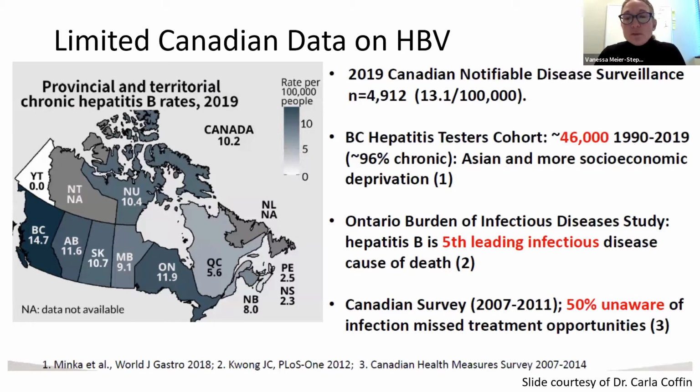Hepatitis B is a notifiable disease in Canada, and in 2019 we actually had almost 5,000 cases reported. Again, we weren't able to clarify whether those were acute or chronic or what the proportions were. There was a study in BC that looked at the prevalence of hepatitis B over a 30-year period, and they had 46,000 cases. 96% of those were chronic, and again, largely in the Asian population and those that were more socioeconomically deprived. And then jumping down to the bottom here, there's a Canadian Health Measures Survey that looked at whether people actually knew about their diagnosis from the screening they did in these studies, and about 50% were unaware that they had it in the first place.